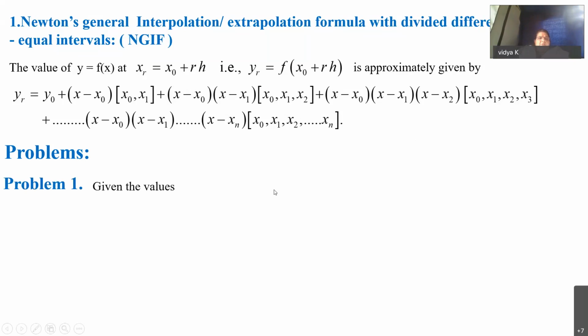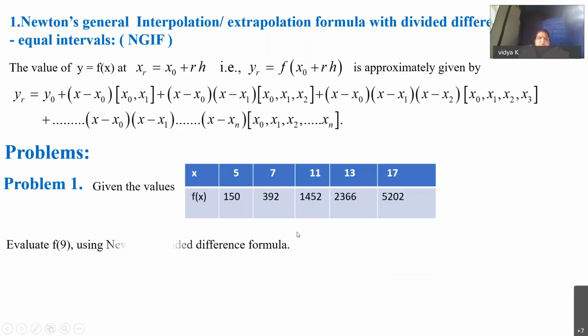Now we do a problem. Given these values, you have to find f at 9. So where is f at 9? It is in between 7 and 11, isn't it? In the examination, generally they mention which formula to use. If they don't, first check whether the values of x are at equidistance or not. If they are, use either NFIF or NBIF: NFIF if it is at the beginning of the table or to the left of x0, and NBIF at the end of the table or to the right of xn.